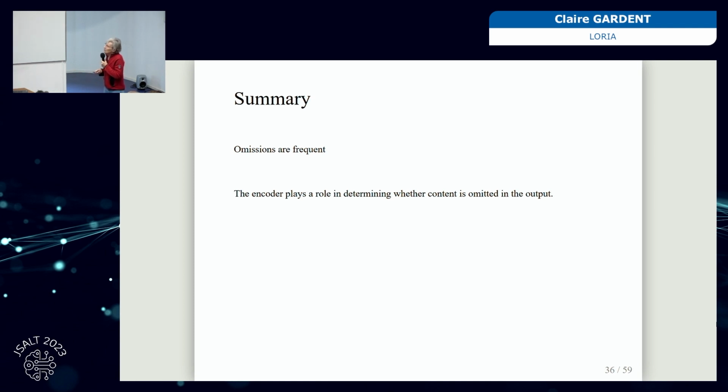Okay, so in summary, even though people talk a lot about hallucination in conditional text generation, particularly in the case where the output text really has to match the input, we find that the generated text is often incomplete, so inconsistent with the input. And the probe shows that the encoder plays a role in determining whether content is omitted in the output.